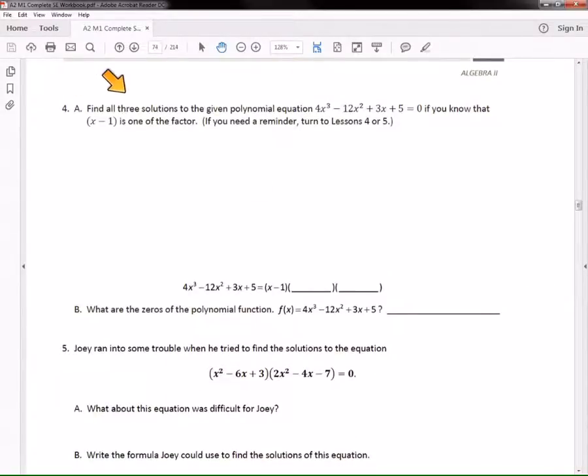Number 4. Find all 3 solutions to the polynomial equation if you know that x minus 1 is a factor. So how do I find the other factors if I know one factor? You divide. All right, guys, you ready for this action? Do you guys want reverse tabular method or long division?